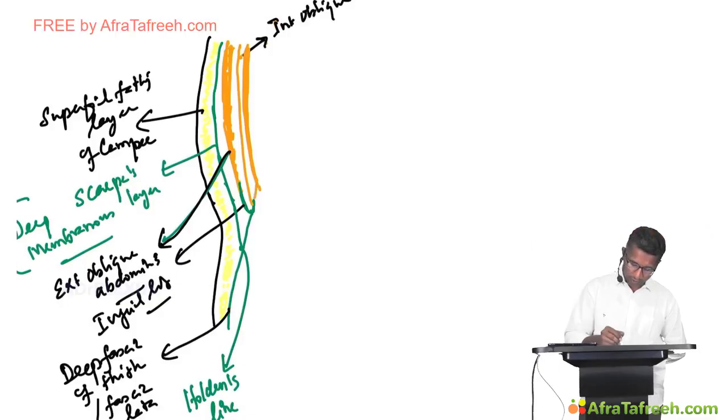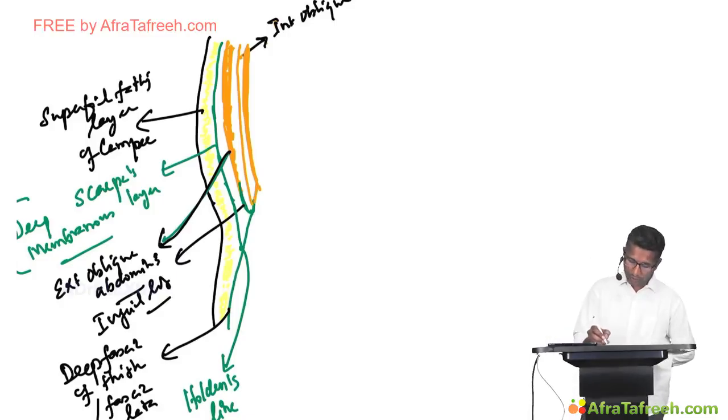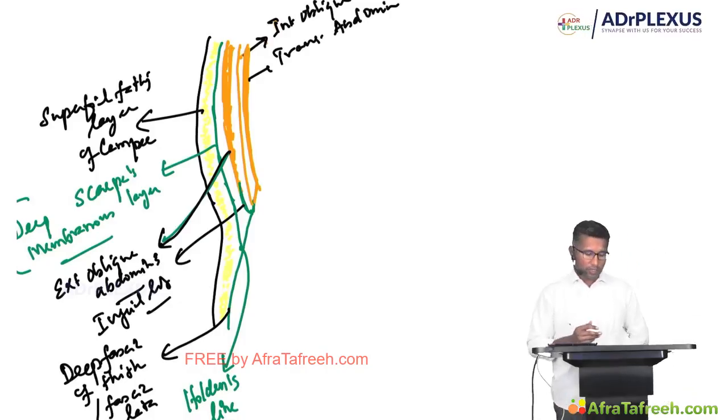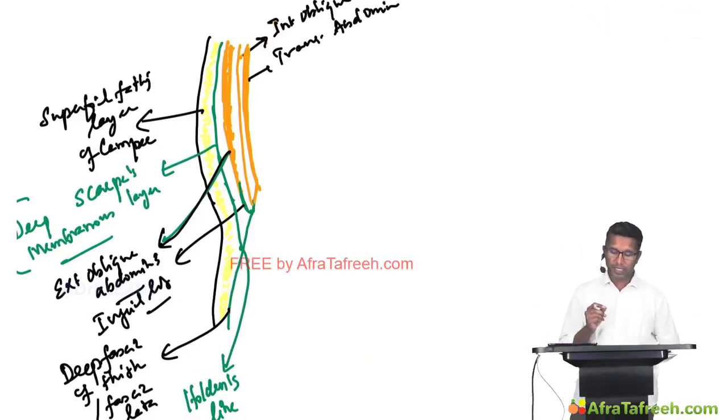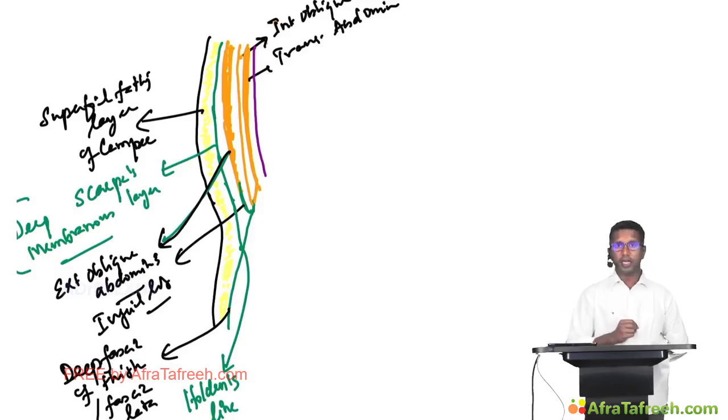Okay, so this muscle also gets attached to the inguinal ligament. This muscle is called the transverse abdominis muscle. Okay, so deep to the transverse abdominis muscle there is one interesting fascia which is called fascia transversalis.